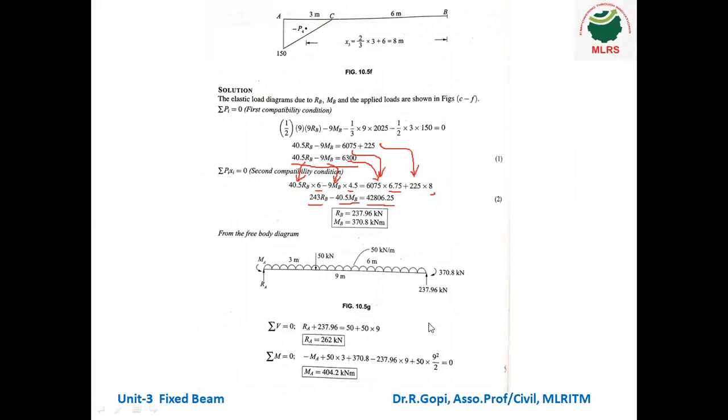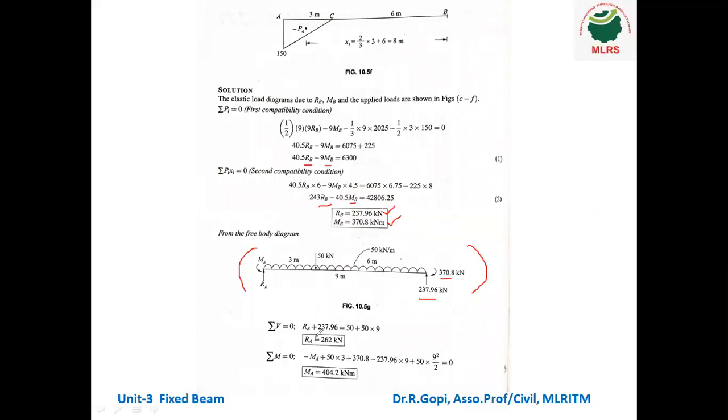So we calculated two equations. So in these two equations, we have two unknowns, RB and MB. Here also RB and MB. So equate these two equations and solve. We got RB is equal to 237.96 kilonewton and MB is equal to 370.8 kilonewton. Okay, so next we need to calculate RA and MA. How to calculate? So for that we need the free body diagram. So whatever be the known values you write here. So RB we know, MB we know, and the loads also we know, and the corresponding lengths also.